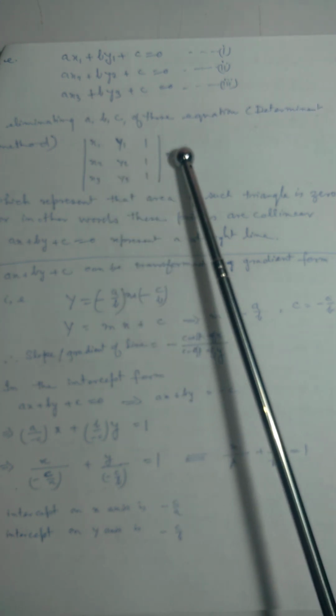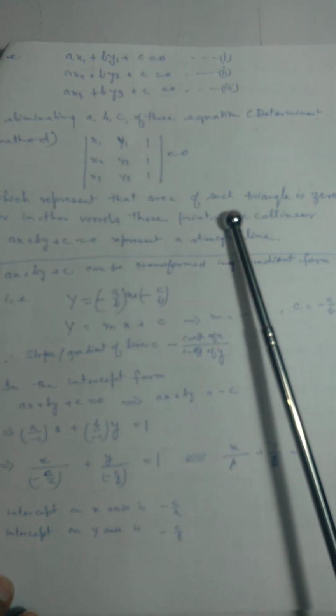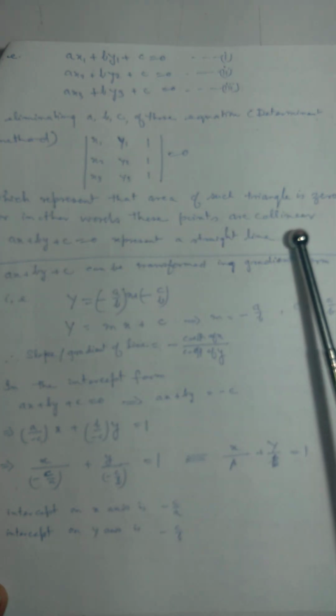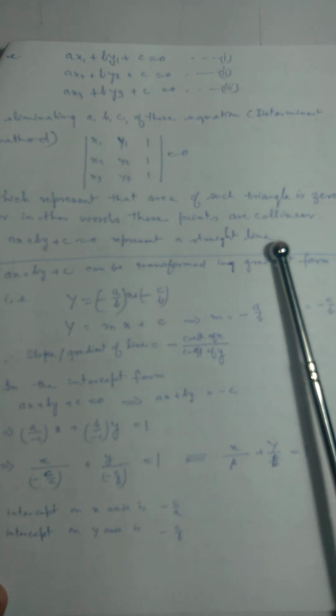the determinant with rows x1 y1 1, x2 y2 1, x3 y3 1. The value of this determinant should be equal to 0, which represents that the area of such a triangle is 0, or in other words these points are collinear. So ax plus by plus c is equal to 0 represents a straight line.